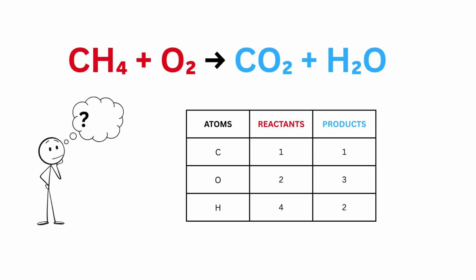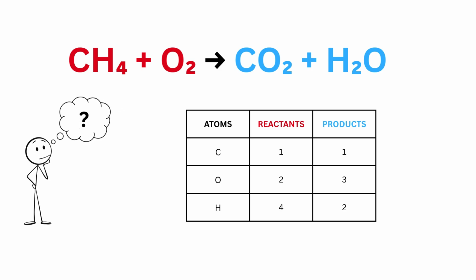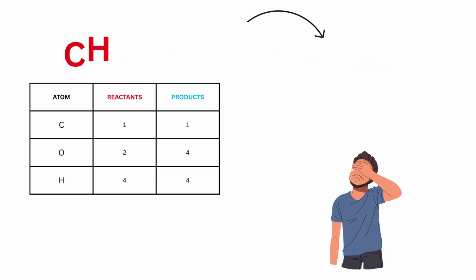As you can see in the table, carbon is balanced on both sides of the equation, with one atom on each side. However, the oxygen is unbalanced, with 2 and 3 atoms on the reactants and product sides of the equation, respectively. The hydrogen is also unbalanced, with 4 and 2 atoms on the reactant and product sides of the equation, respectively. Let's now balance the equation step by step.